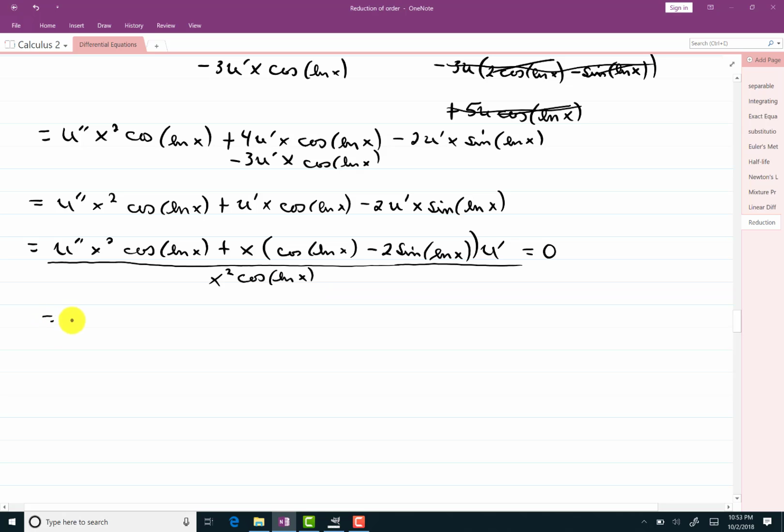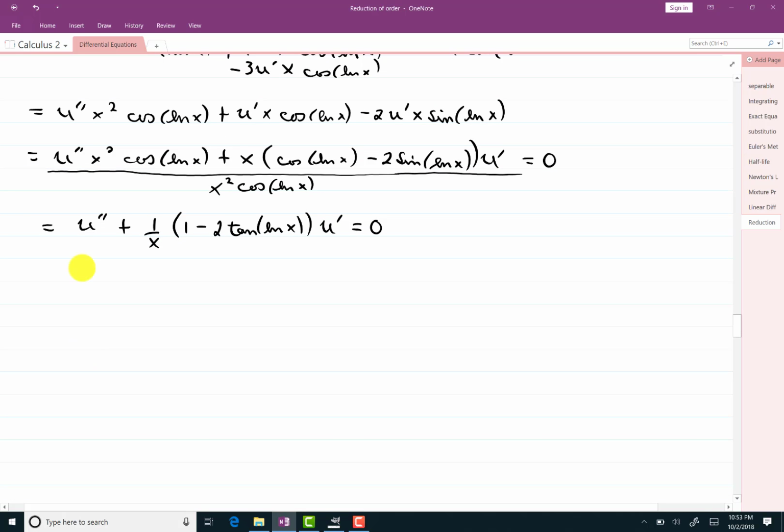So that'll give me a nice u double prime to begin with. Plus, now I'll be able to take out 1 over x from here, but it will still leave me with a 1 over x. And then when I take the cosine of ln x inside of here, I'm going to have 1 minus sine over cosine, which is tangent, so 2 tangent of ln of x u prime, and that's set equal to 0.